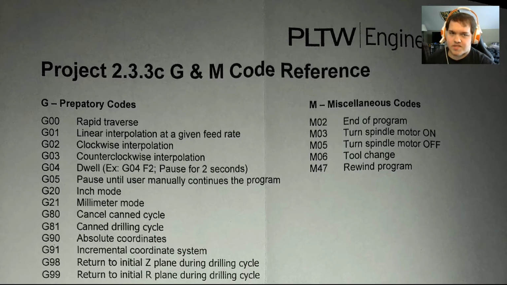G90 is setting the program to absolute coordinates. G91 is the incremental coordinate system, otherwise known as relative coordinates. For absolute coordinates, that means that whenever you're putting in your points, it's all based off of 0, 0. So if you have a point that's at 5, 5, and then the next one that's at 7, 7, you're going to put them in like that because it's how far away the x and the y are from 0.